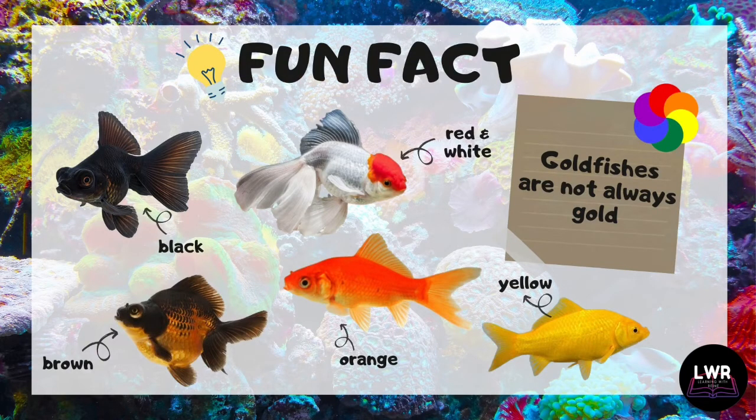Did you know that goldfishes are not always gold? Yup, their body coloration can have a wide variety of colors, including black, brown, orange, red, white, and yellow. Koi.